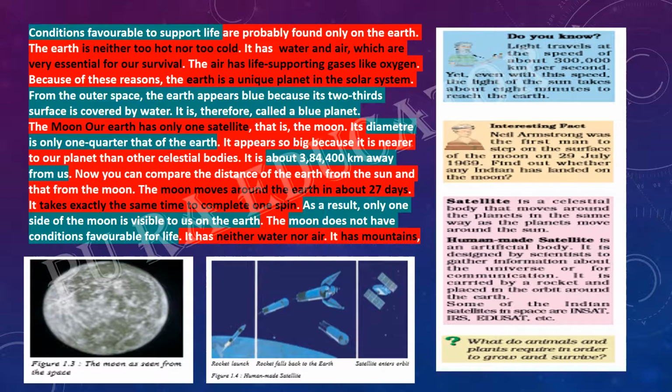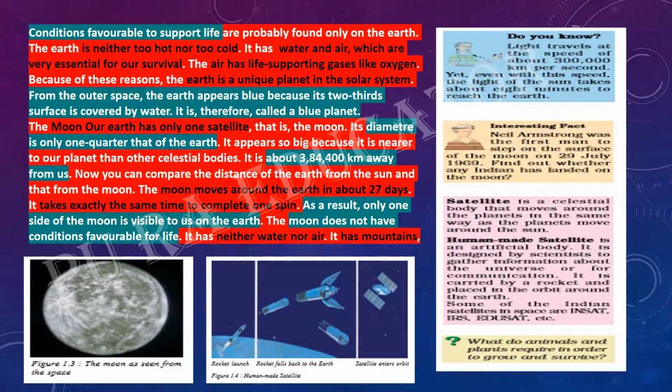The Moon does not have conditions favorable to life. It does not have water or air. It has mountains, plateaus and depressions. Whenever you look at the Moon, you will see black patches. It is these mountains, depressions and plains which are seen as shadows. So friends, do you know light travels at the speed of about 3 lakh kilometers per second?